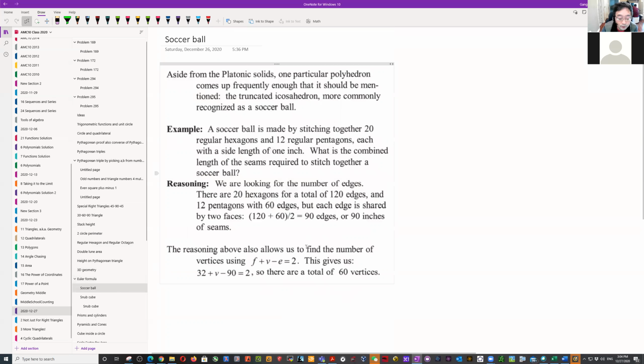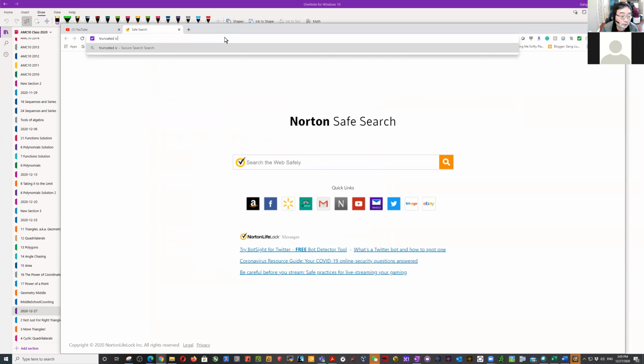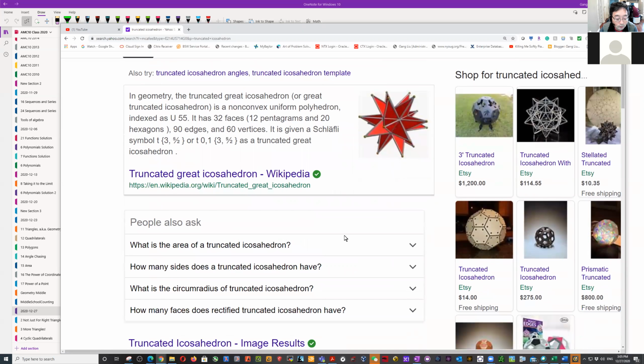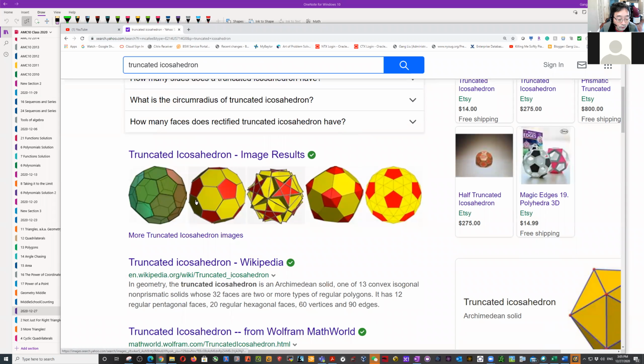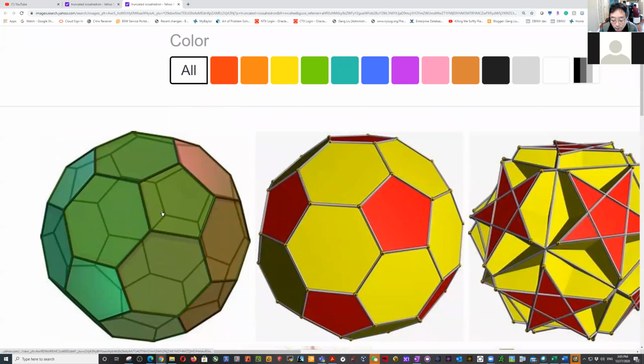One popular polyhedron that comes up very frequently in contests is the truncated icosahedron, which is the soccer ball. Basically, it comes out this way.